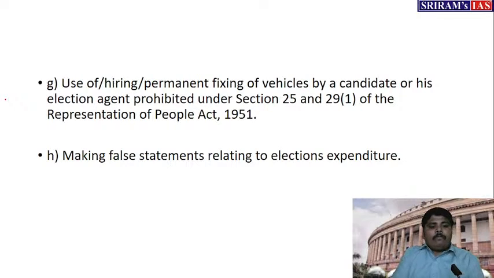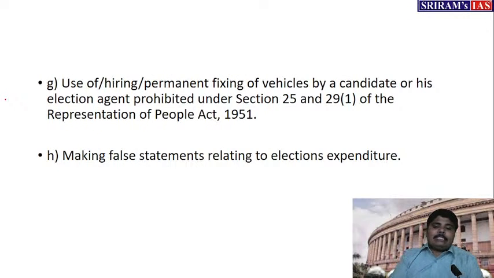Using or hiring, or permanent fixing, of vehicles by a candidate or his election agent is prohibited under sections 25 and 29 of the RPA. So even hiring or permanent fixing of vehicles by a candidate is also subject to prohibition. They have some limitation on using vehicles, and they have a monetary limit up to which they can use vehicles.